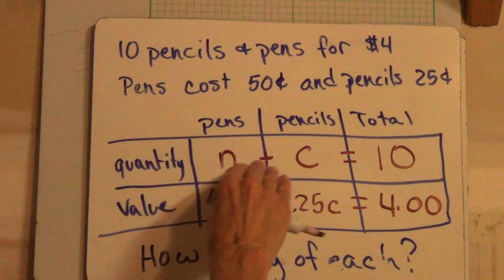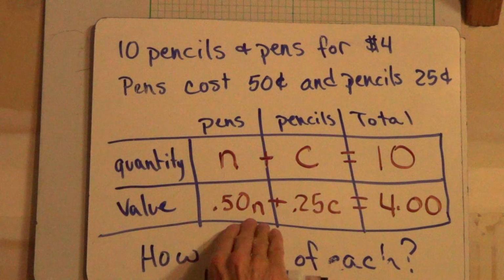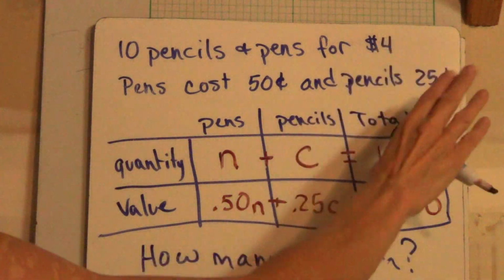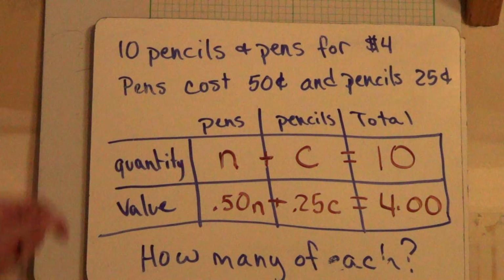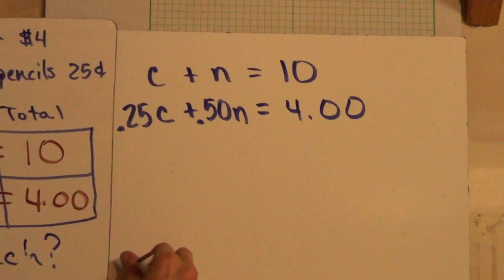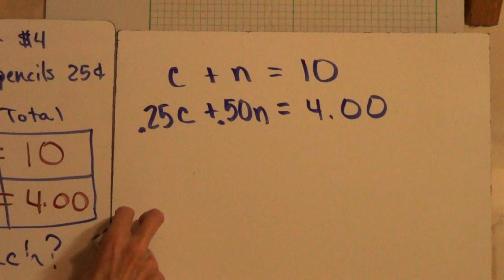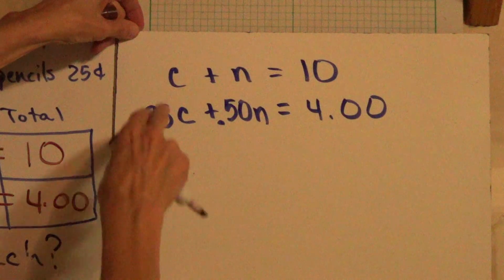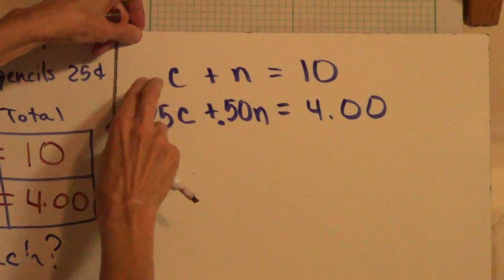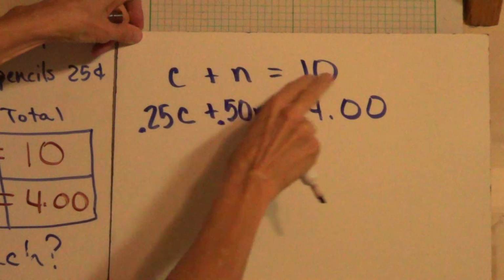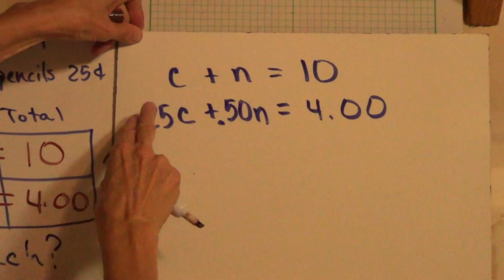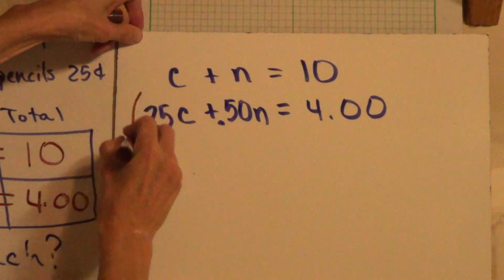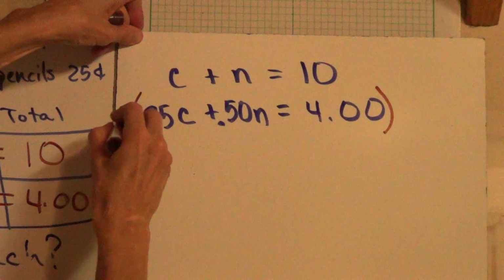Quantity equation, the pencils and the pens add up to be 10. And the value equation, pens I was charged 50 cents each, pencils 25 cents each, and my total amount I was charged $4. Use those as your two equations. Now I switched the order around on this, sorry about that. You could end up taking the pencils and multiplying by negative 0.25 to get an answer here, but I realized that if I take 4 quarters, it makes 1. So I'm just going to multiply by 4 on this one.